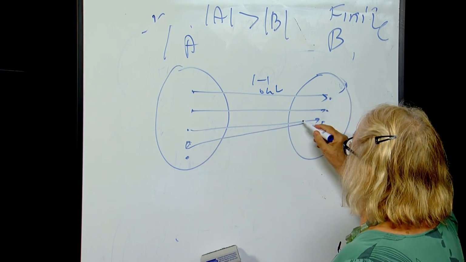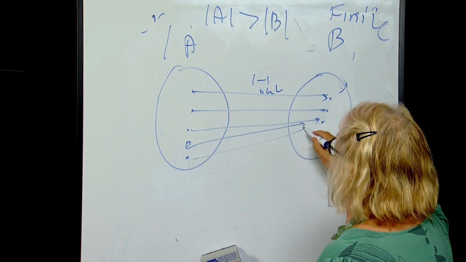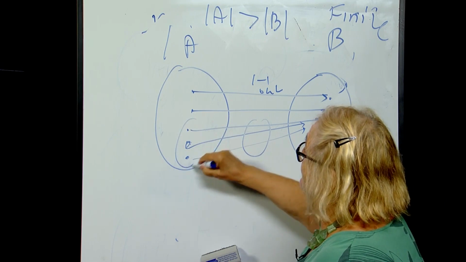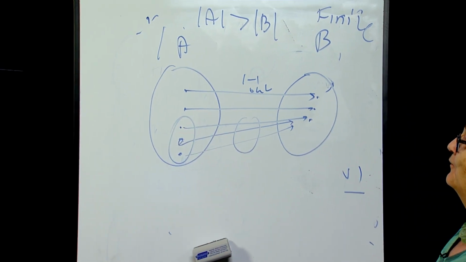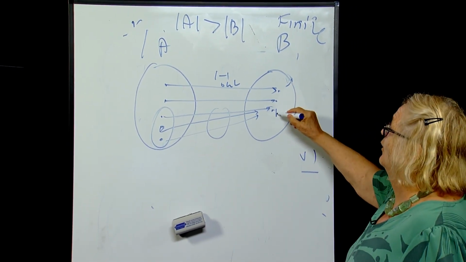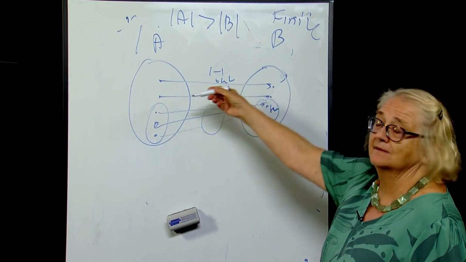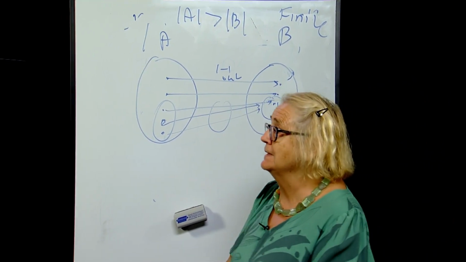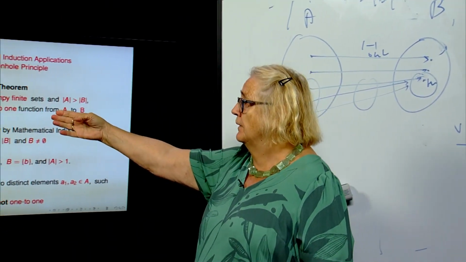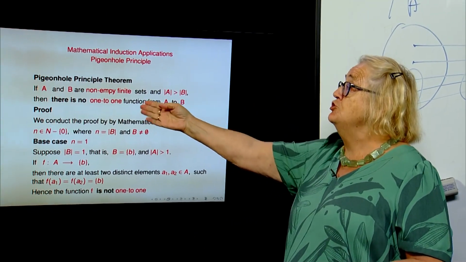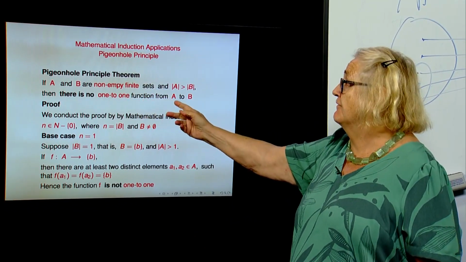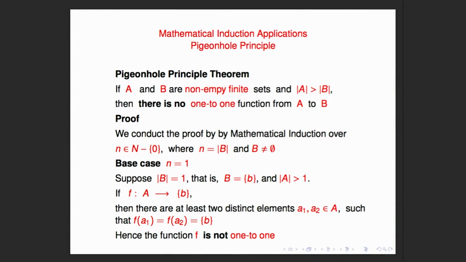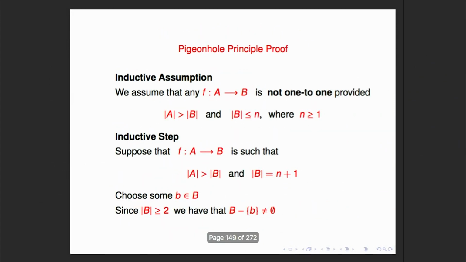You cannot have a one-to-one function because you would need to have more than one pigeon in one hole. So these are your holes and those are your pigeons. So it means if you have two non-empty finite sets with A larger than B, there's no one-to-one function from A to B, and in particular not onto B. And there's a beautiful proof.